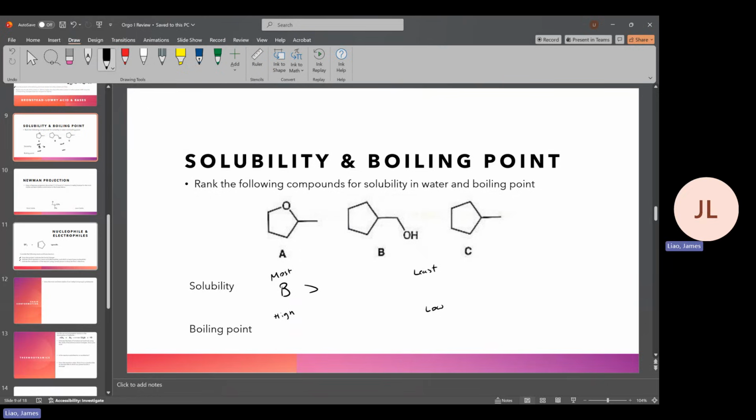And then between A and C, C only has carbons and hydrogens, also known as a hydrocarbon. So it would be the least soluble in water, kind of like water and oil. And then A would be in between because of oxygen through dipole-dipole forces.